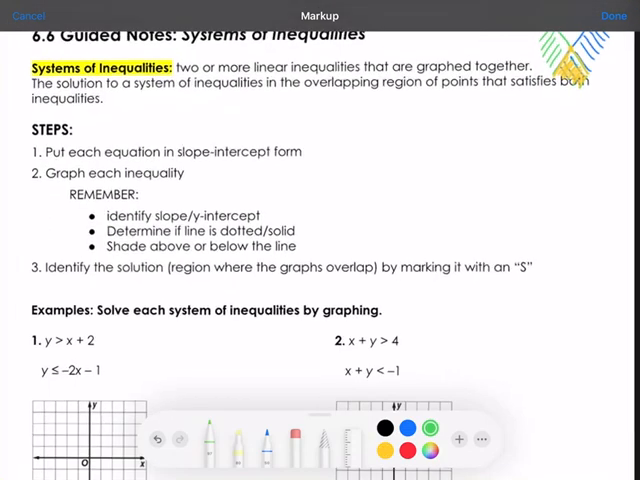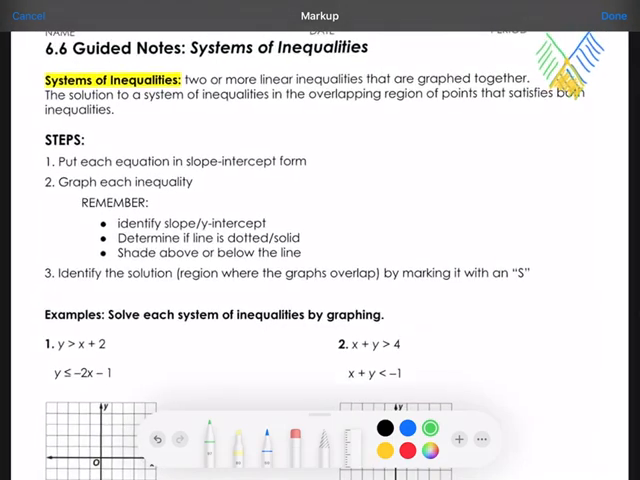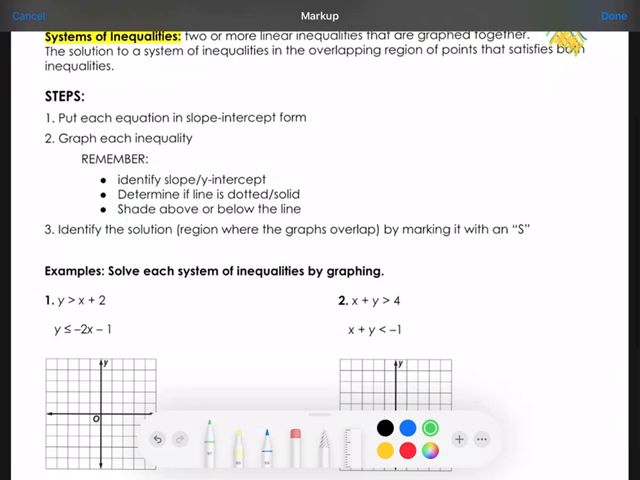So the steps for solving a system of inequalities are that we have to graph to see this, because there's a large area of points that will be included in the solution. So we're not going to solve by substitution or elimination. We have to graph it to be able to see that area.